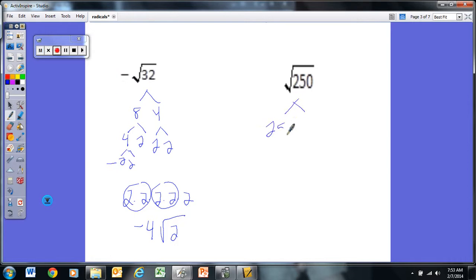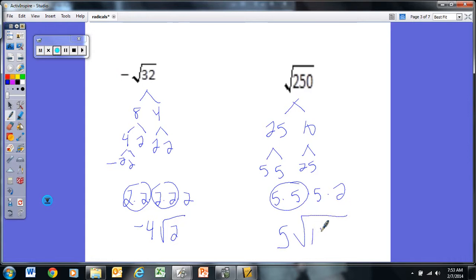I'll do 25 and 10. That breaks down into 5 and 5, 2 and 5. So the prime factorization is 5 times 5 times 5 times 2. So I have double 5's, so that goes on the outside, just one of them. And what's left over is 10, so that goes underneath.